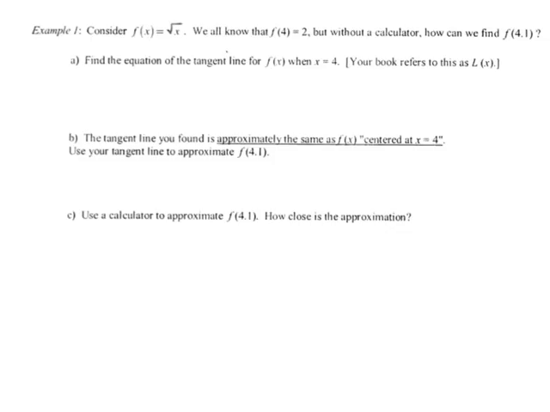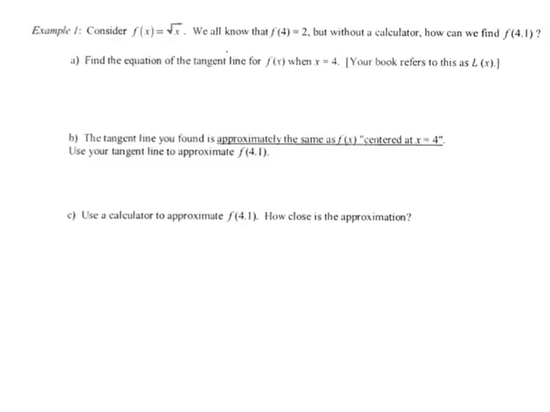So just to get us started, let's think about the square root of x. If I were to plug a 4 in, I know that I get 2. But what about 4.1? What happens when I plug 4.1 in? I can't do that unless I have a calculator handy. So if I don't have a calculator, is there a way just to get a quick idea of what the answer might be? So first of all, let's find the equation of a tangent line based on 4.